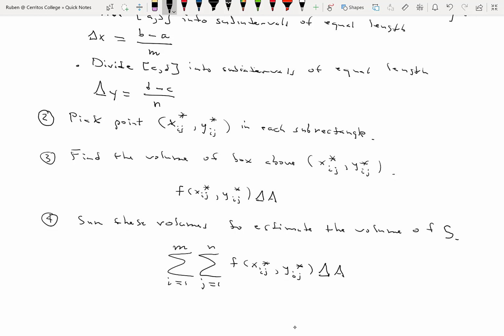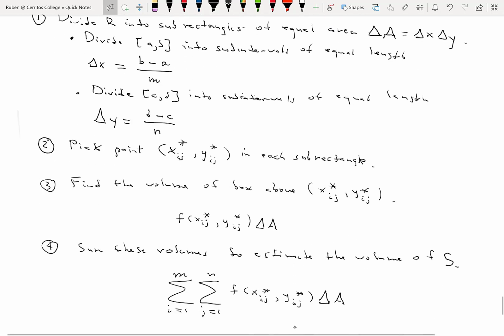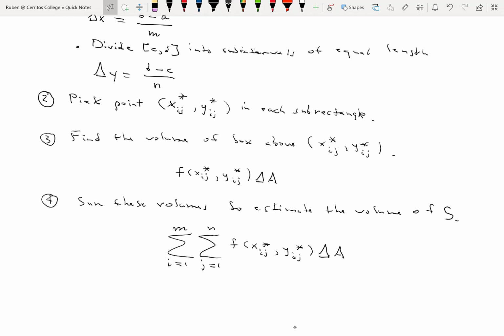So it's like I'm holding x fixed within that i-th subinterval, and I'm summing in the y direction as j ranges from 1 to n, and then I'm finishing up the sum in the x direction as i ranges from 1 to m. This sum can be quite large. This sigma notation is really necessary to write this out.